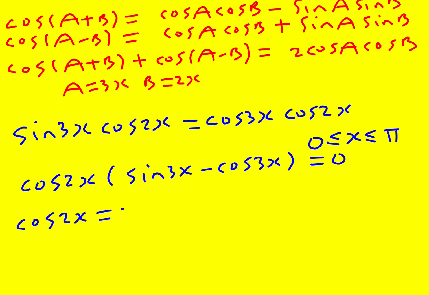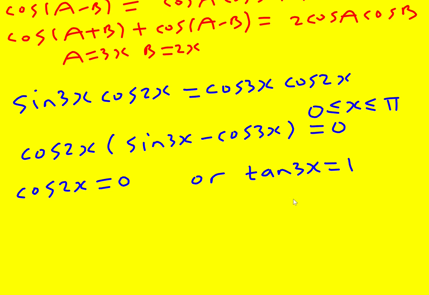Cos 2x equals 0, or this thing is 0, in which case I would get tan 3x equals, because we can add the cos 3x, we can divide by cos 3x, that's not right, is it? That would equal 1. Because in this case, sine 3x is equal to cos 3x. Okay, this is good.